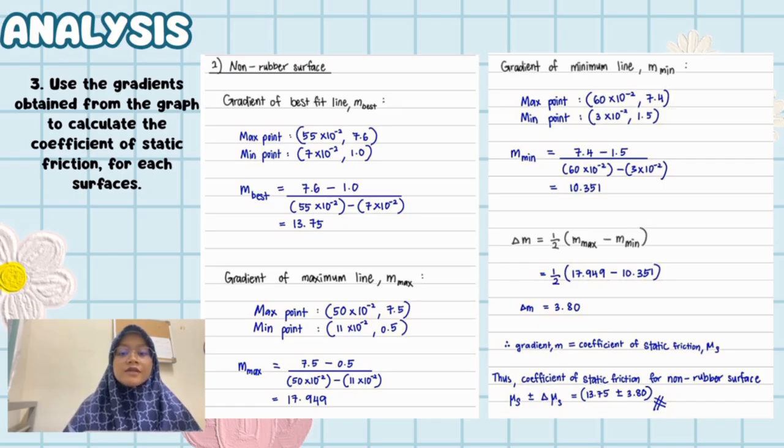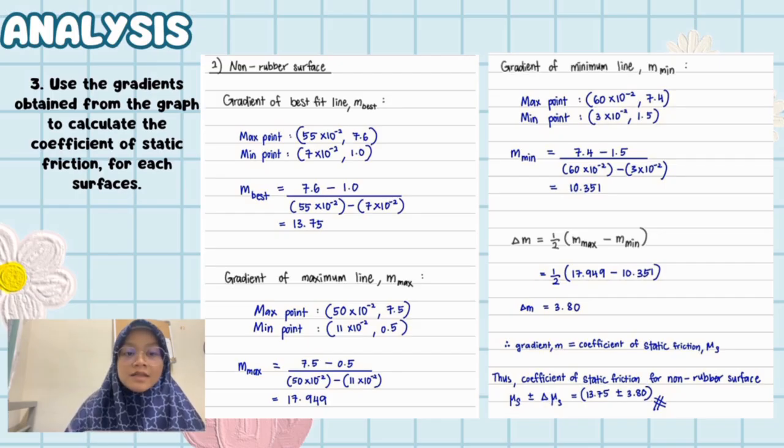Next, we're going to find the gradient of the maximum line. For the maximum point, we got 50 times 10 to the power of negative 2 and 7.5. And for the minimum point, we get 11 times 10 to the power of negative 2 and 0.5. Putting those values into the formula of gradient, we would get that the gradient of the maximum line is 17.949. Next, we are going to find the gradient of the minimum line.